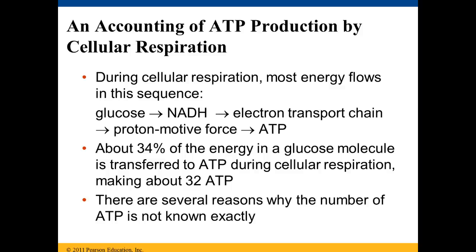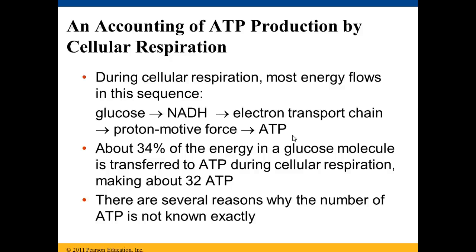And the accounting for the ATP production. So during cellular respiration, again, glucose to NADH to the electron transport chain, proton motive force gives us ATP. That's 34% of the energy in the glucose molecule transferred to ATP, and you can make about 32. That's awesome, because they mention in here that even the best, most efficient automobile only converts 25% of the energy stored in gasoline. So I think that's a super efficient number.